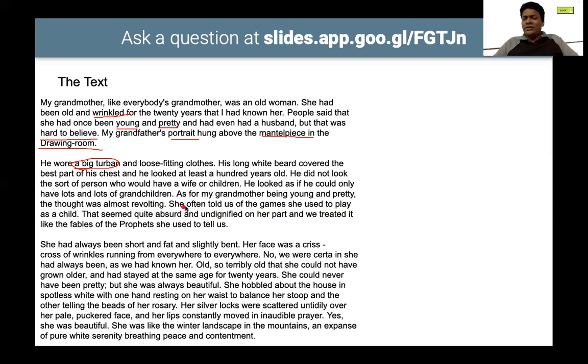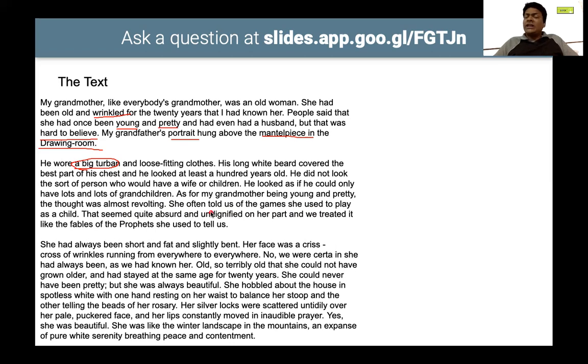So the writer said that he did not believe the idea that his grandmother was young and pretty once, and that thought was making a kind of question in his mind. She often told us of the games she used to play as a child. So how does the writer make a relationship with his grandmother?